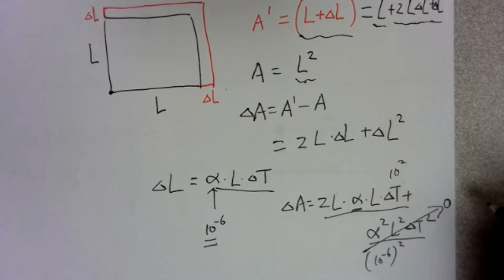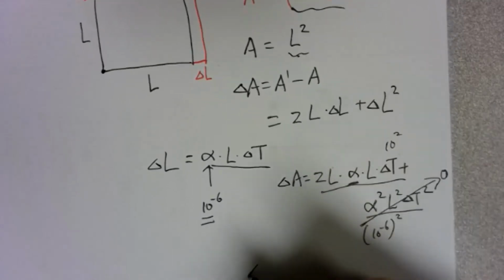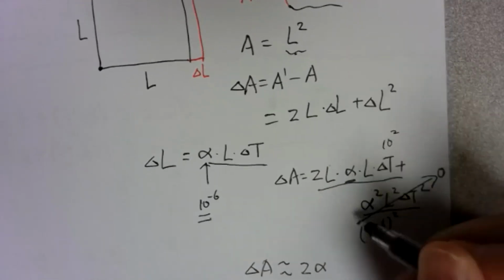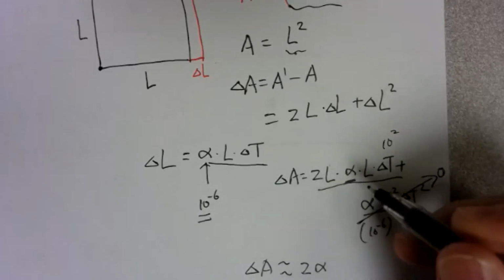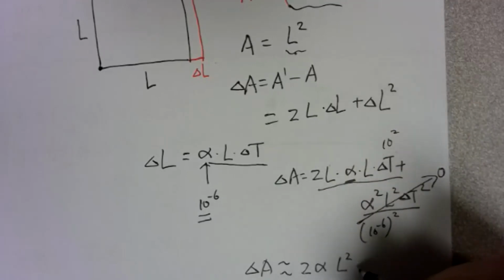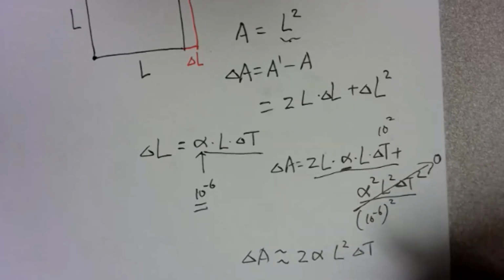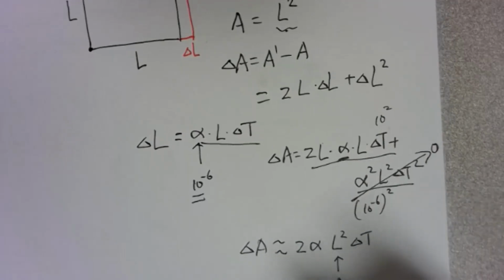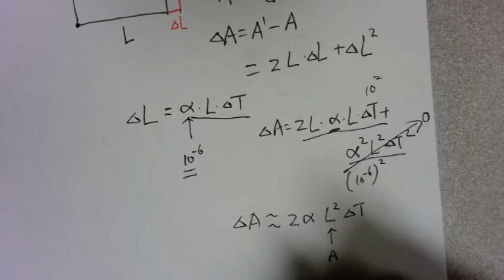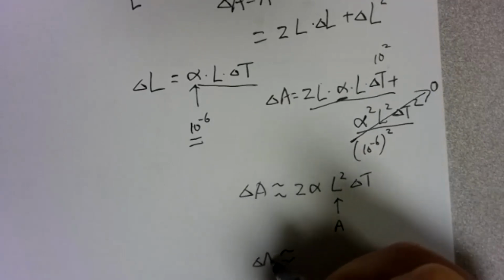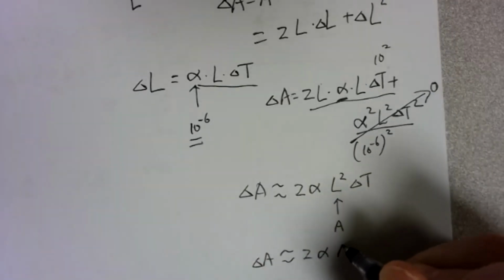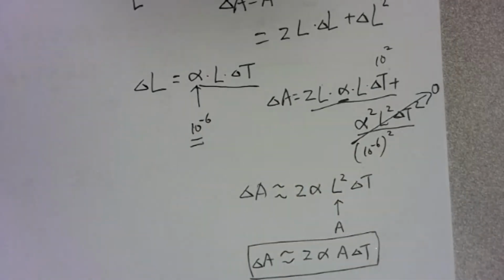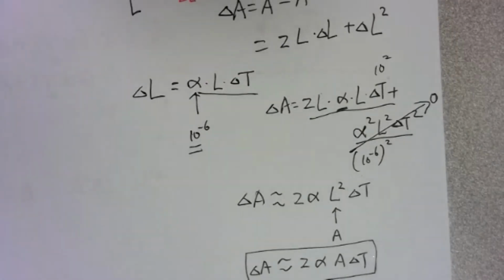Just ignore that guy. So then delta A is going to be approximately equal to 2 times alpha. And so you can put alpha in front, and then L times L, so L squared, and then times delta T. Now L squared is A, right? And so delta A is approximately equal to 2 times alpha times A times delta T, which is the result shown on the PowerPoint slide.